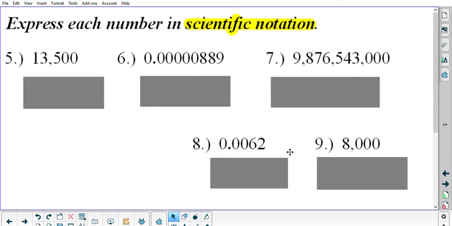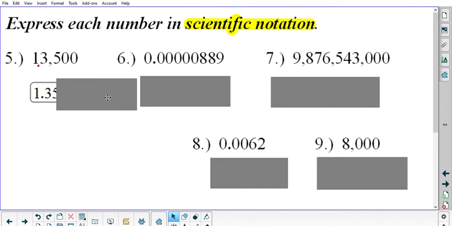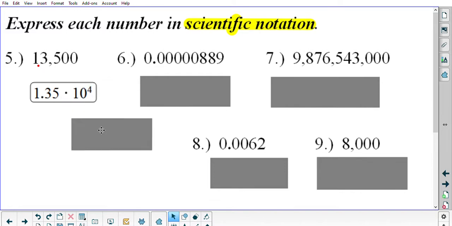I am now going to show you the results. Problem number 5. Where does the decimal point need to go so that we have a number between 1 and 10? It would need to go after the 1, between the 1 and the 3. That makes it 1.35 times, how many digits do we have to account for? Well, the decimal point used to be to the right of the last 0, but now it's between the 1 and the 3. That's 4 digits we have to account for, the 3, the 5, and the 2 zeros. So this is going to be times 10 to the 4th.